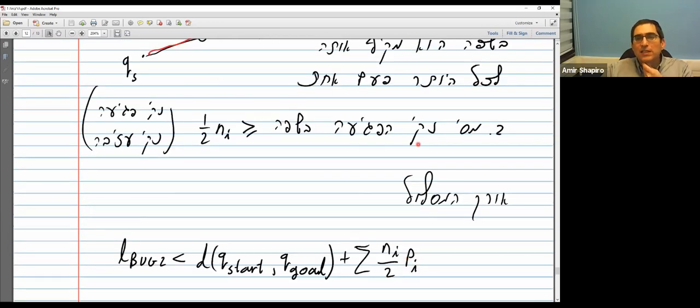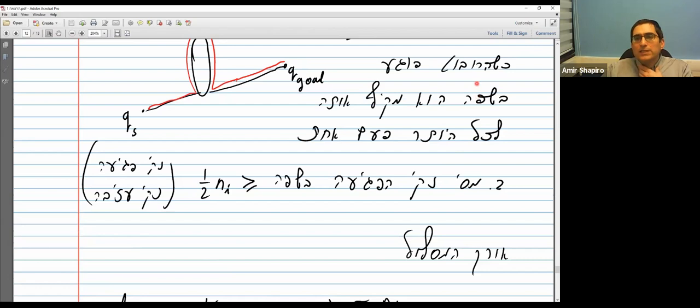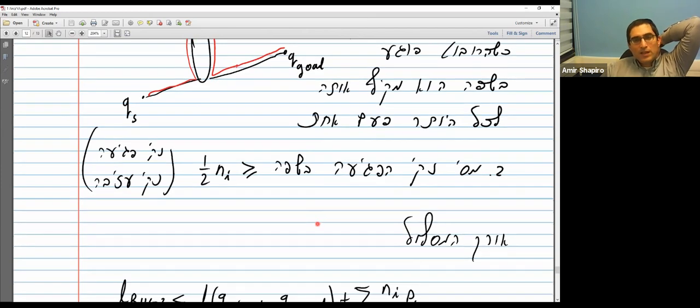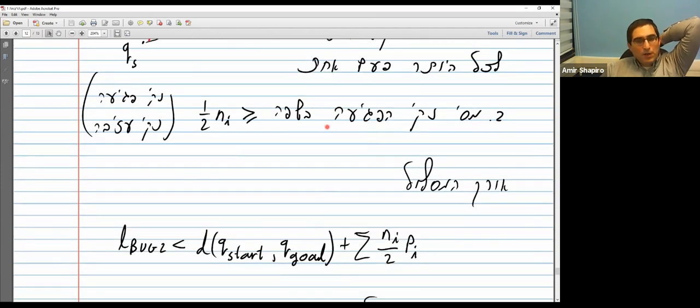So when the robot hits, it follows the boundary at most one cycle along the obstacle. And the number of hitting points at the boundary is at most half n_i, because n_i has 2 points each: one is the hitting point and one is the leaving point. So half the times it hits, the number of hitting points is half the n_i.